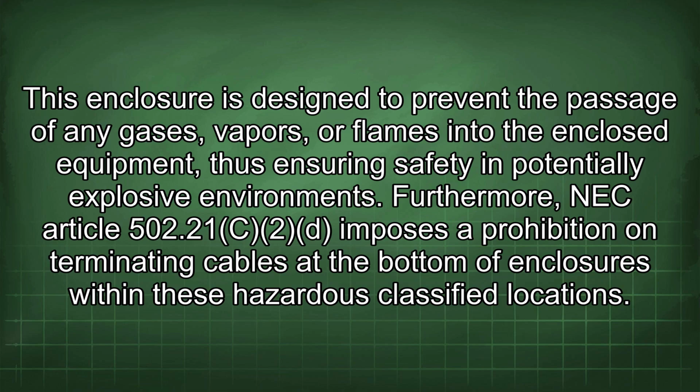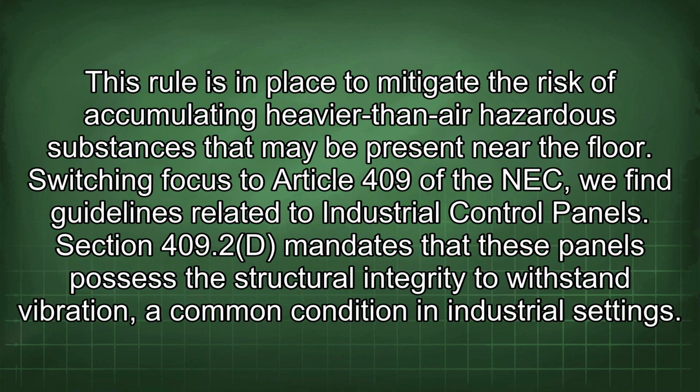Furthermore, NEC Article 502.21(c)(2) imposes a prohibition on terminating cables at the bottom of enclosures within these hazardous classified locations. This rule is in place to mitigate the risk of accumulating heavier than air hazardous substances that may be present near the floor. Switching focus to Article 409 of the NEC, we find guidelines related to industrial control panels.